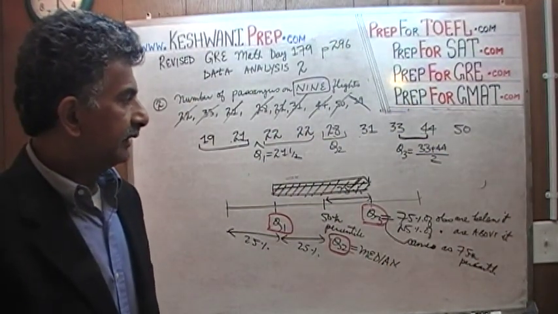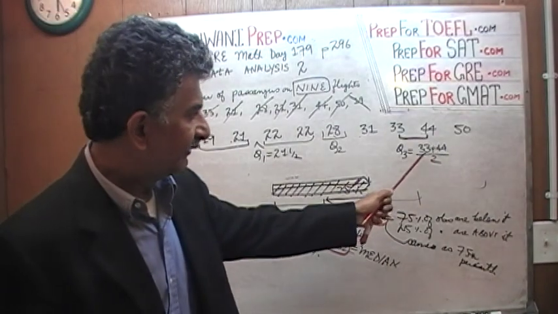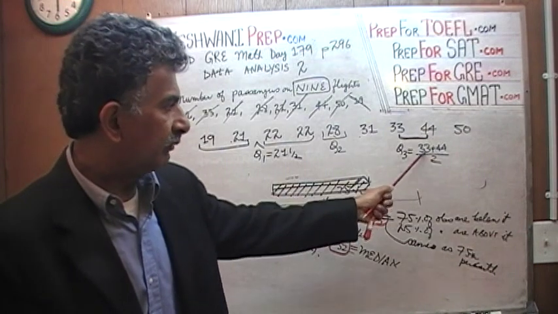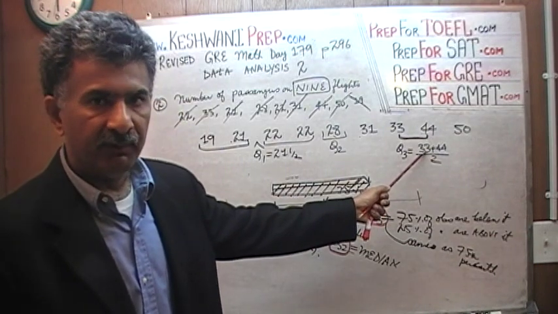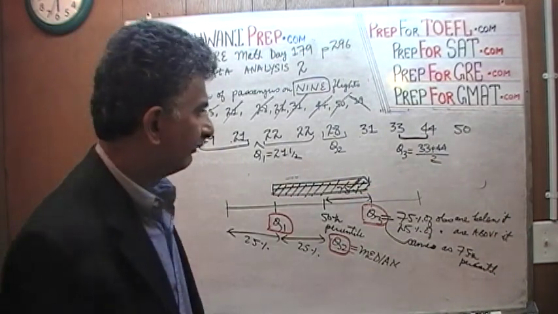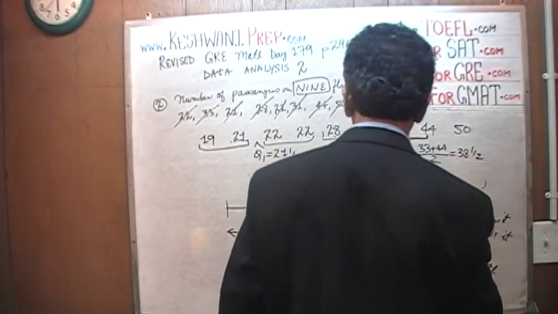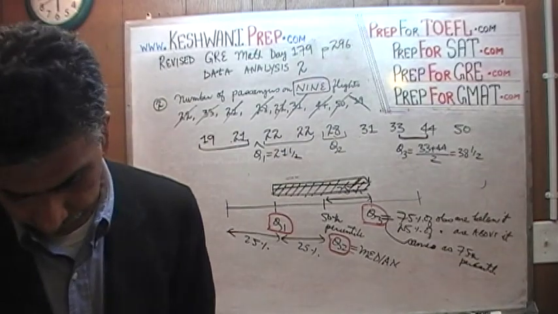As you can see, the difference is 11, which means we have to spread the difference of 11 between the two of them. A difference of 10 would have been 5 and 5, so 11 is going to be 5.5. So it's going to be 38.5. That's your third quartile, 38.5.